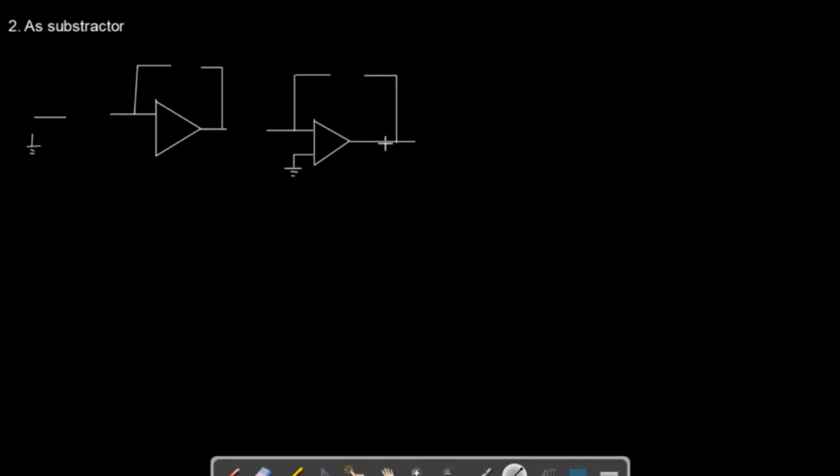Let's complete it part by part. So what happens here is you are going to have a resistor here, as usual. Please don't mix up the circuit when you are doing it in your exam. This is your Rf1, let's say it is Rf1, and let's say this is Rf2.